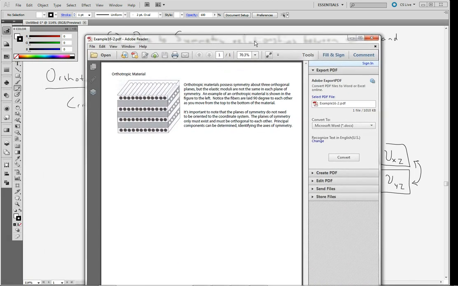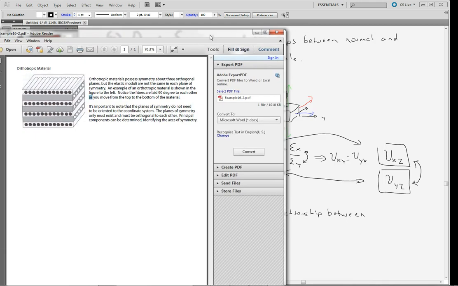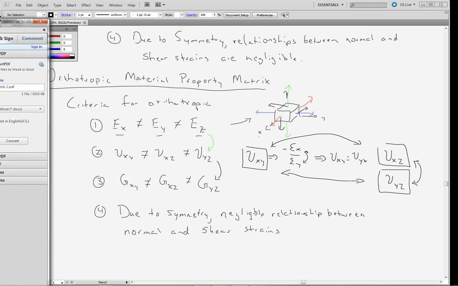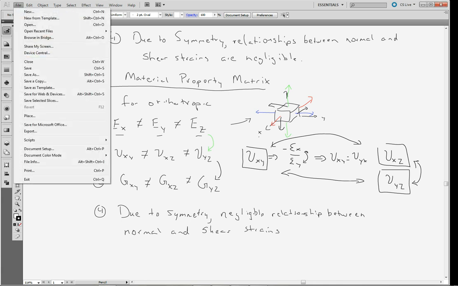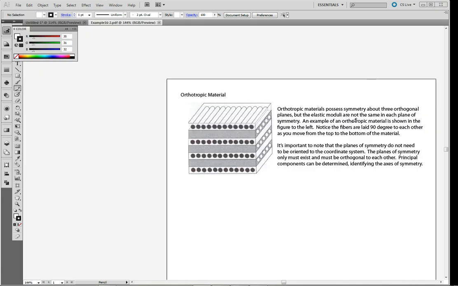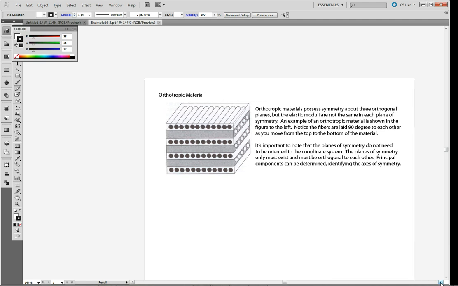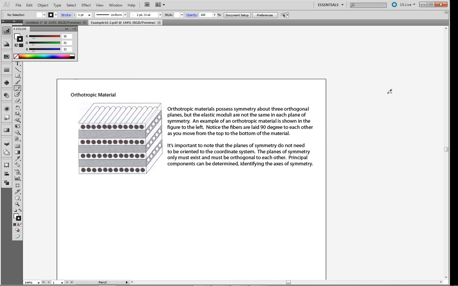Orthotropic materials are actually pretty common. What they have is some symmetry that exists amongst the three different axes. So here we can have some symmetry. Actually, let me open that up in Illustrator so I can draw on it. All right, now we're back. So orthotropic materials possess some symmetry about the different axes. So this is a good example of an orthotropic material.